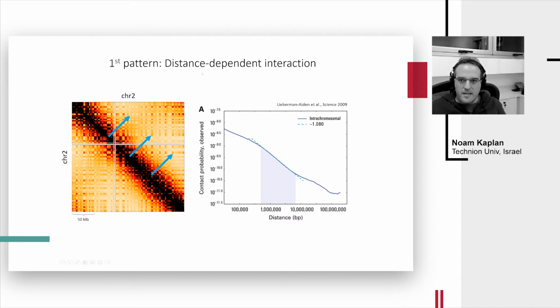It's this distance-dependent interaction that you see when you look at Hi-C maps, inside the chromosome. As you move away from the diagonal, of course, the maps are very complex, but on average you can see this trend: you have fewer interactions when you move away in terms of genomic distance.